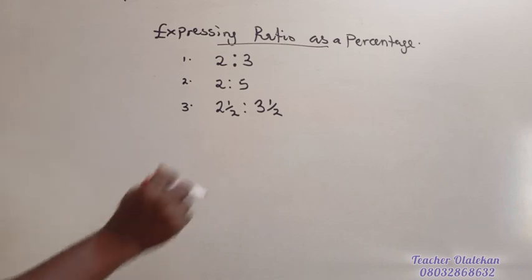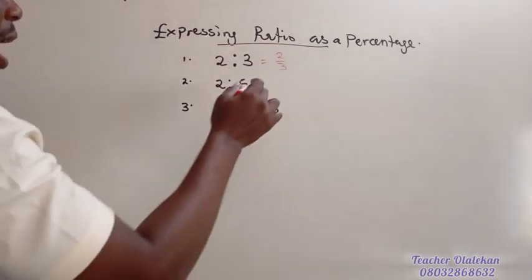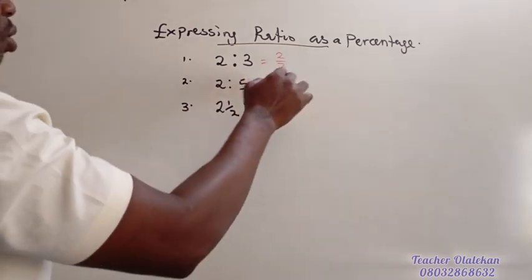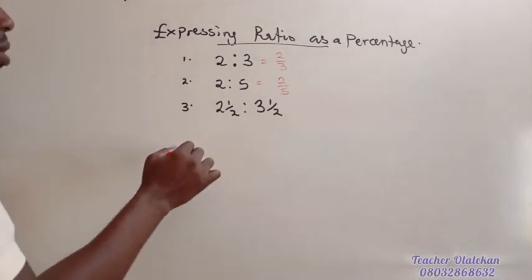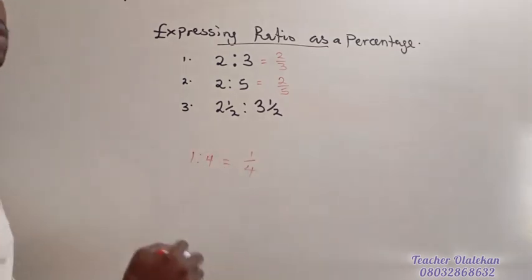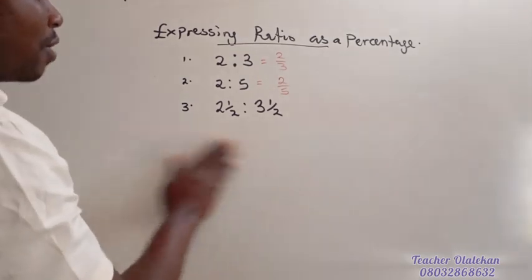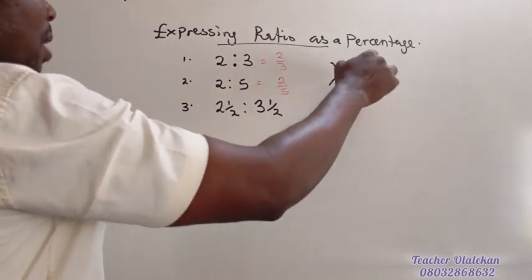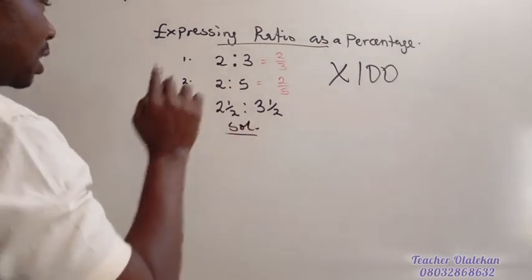A ratio is a fraction, and a ratio sign, which is these 2 dots, means a division sign. So this 2 ratio 3 is the same thing as 2/3, right? And this 2 ratio 5 is the same thing as 2/5, okay? So if you have something like 1 ratio 4, it is the same thing as 1/4. Do you understand now? So a ratio is a fraction. So if you are expressing ratio as a percentage, just multiply by what? 100.